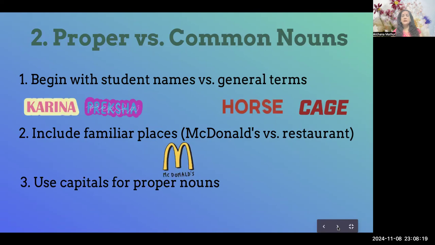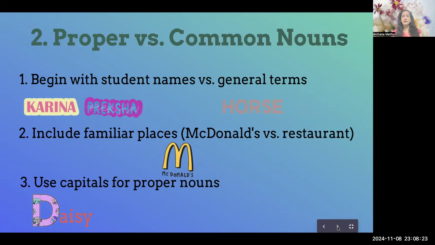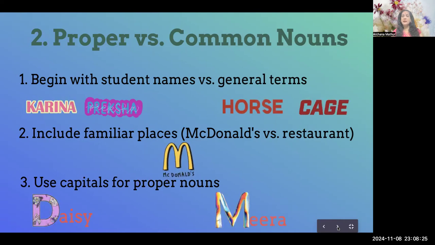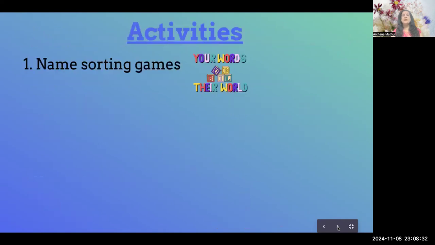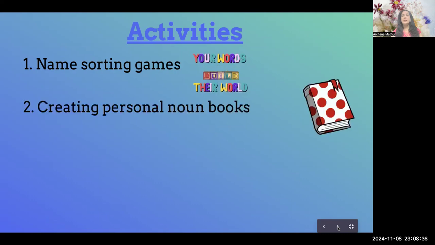Then we also tell them that for proper nouns, we use capital letters. Like for example, in Daisy, D will be capital. If we say Meera, then M is written in capitals. The activities, we have name sorting games. Then we have creating personal noun books.